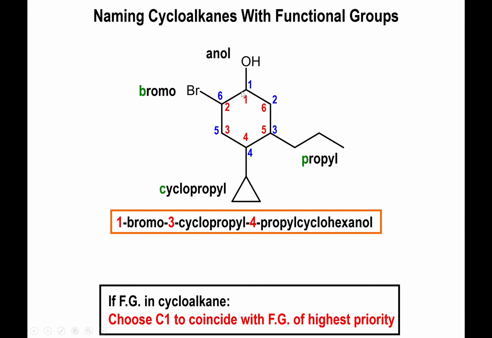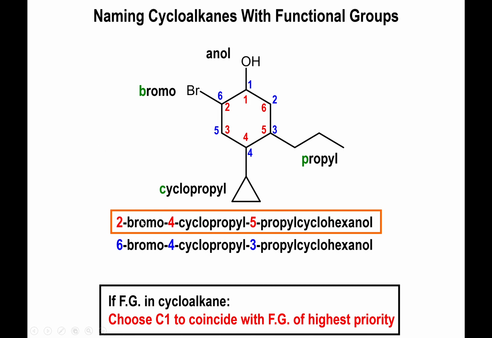So we're going to make the carbon where the hydroxyl is located carbon number 1. And then you go clockwise, you go counterclockwise as well, right? So clockwise on the blue, counterclockwise on the red. And you name them. So you got the bromo at position 2, the cyclopropyl at position 4, and the propyl at position 5 in the red scheme. And cyclohexanol, you could put a 1 in front of cyclohexanol, but it is a little bit redundant because we know that the alcohol is going to take priority in this particular case.